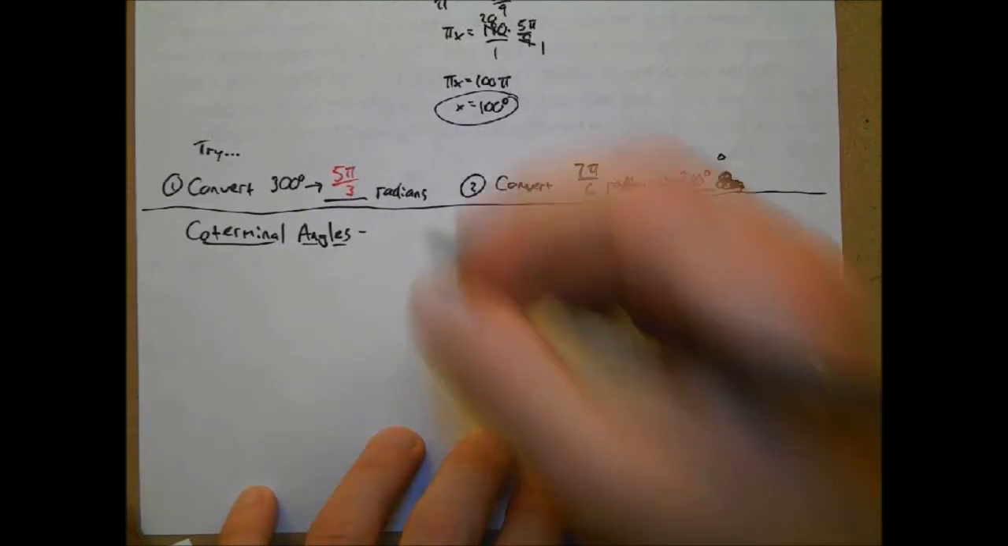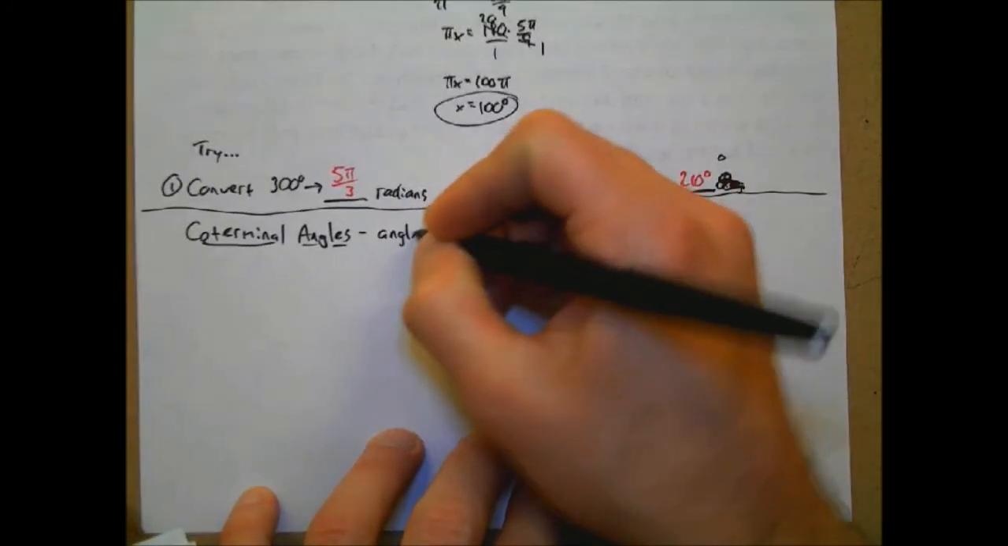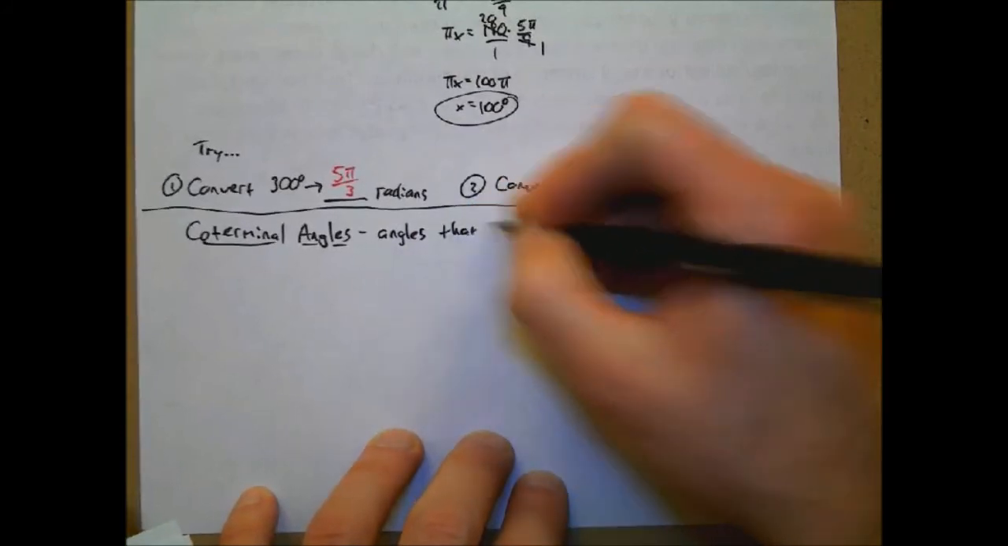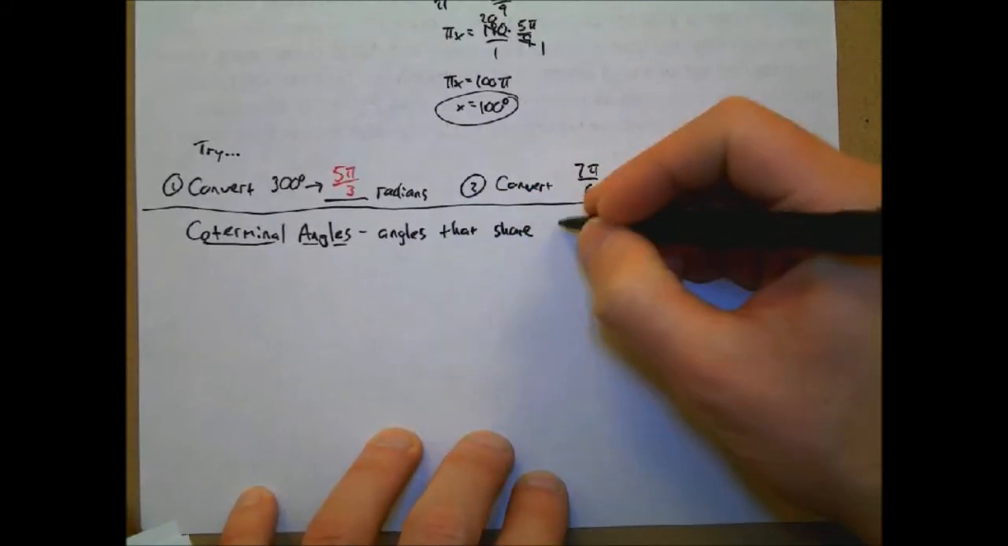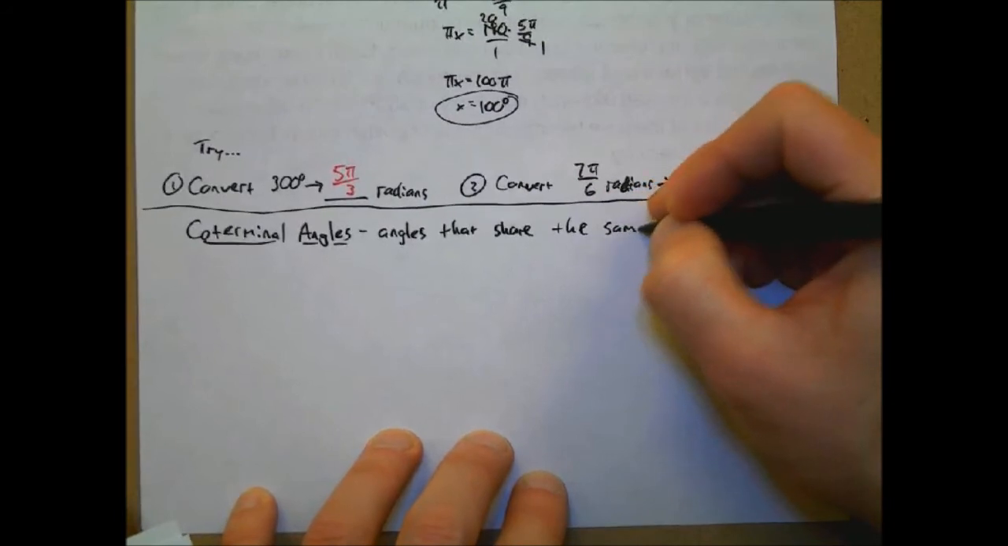Okay, so these are angles that share, so that's the co part, the same starting and ending positions.